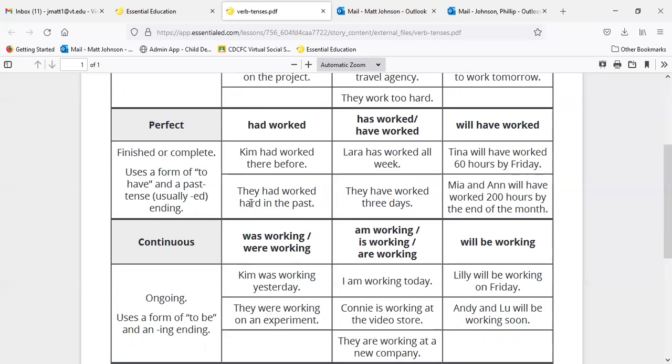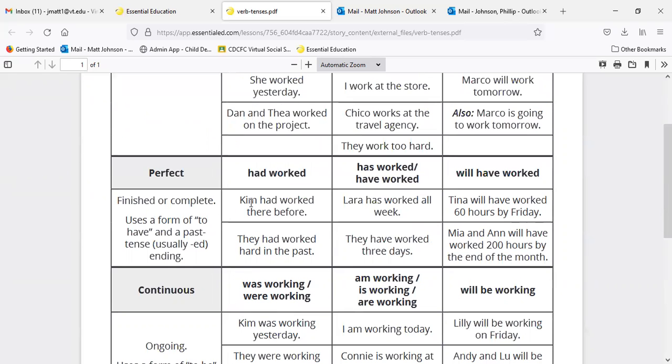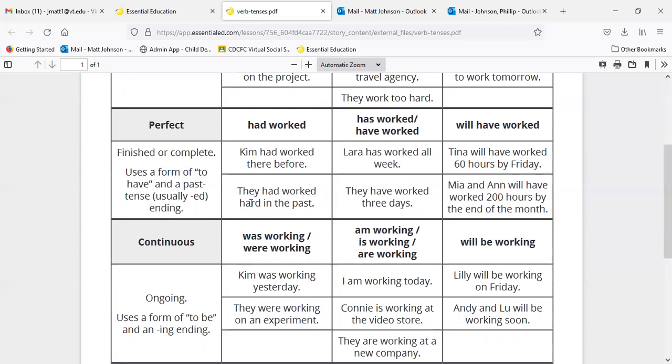Continuous tense means that the work is ongoing. Okay, so instead of using had or has, have for present tense or will have, we use was or am or will be for continuous, right? So you can see the difference there. That's ongoing work.